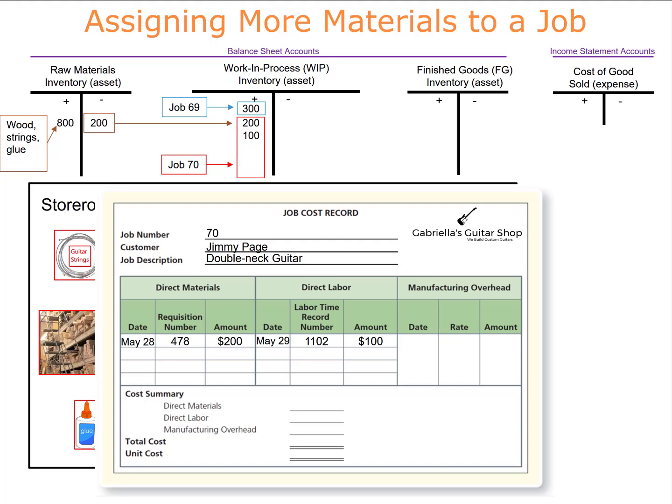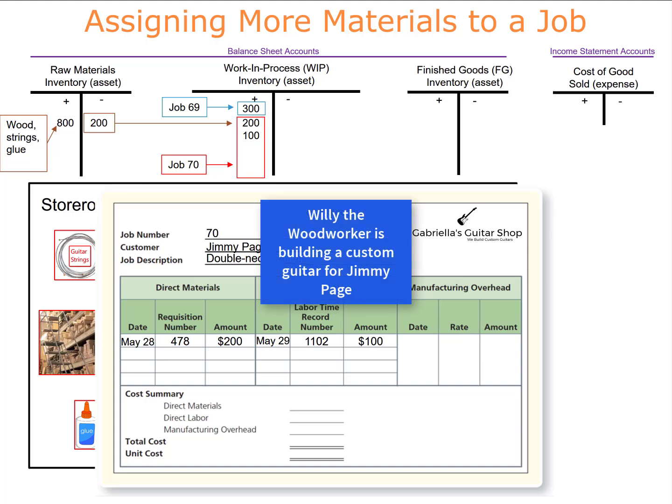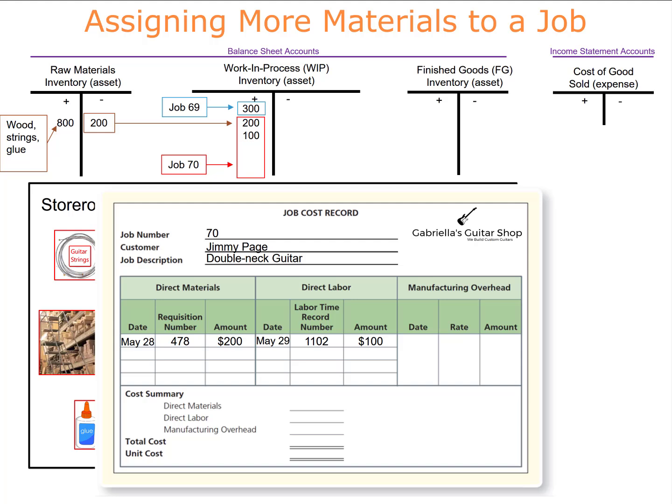So now we're going to add more materials to a job in a job order costing system. Willie finished the body of the guitar and now needs to build the two necks of the double neck guitar as well as add the guitar strings. So on May 30th, Willie fills out a materials requisition form, which we saw earlier, to take $75 of wood and guitar strings out of the storeroom.